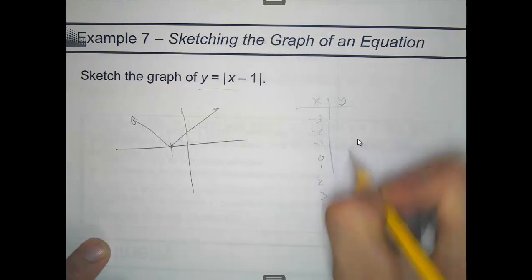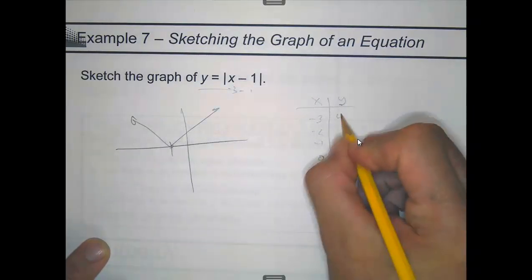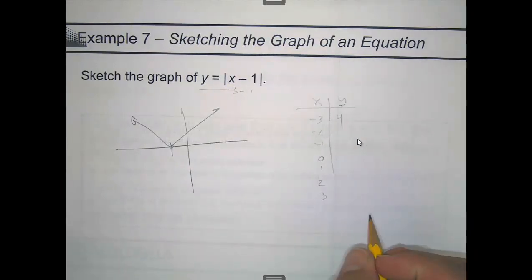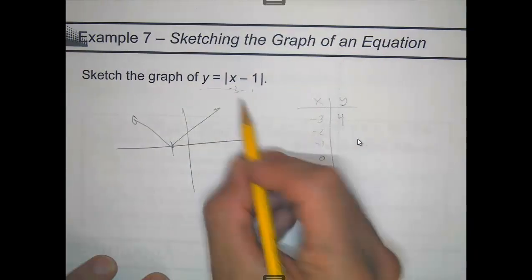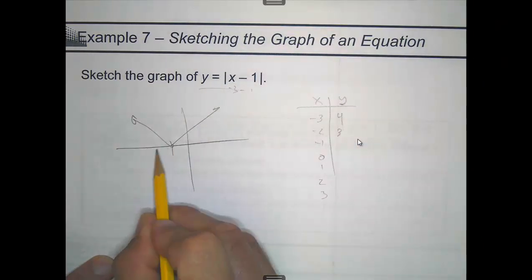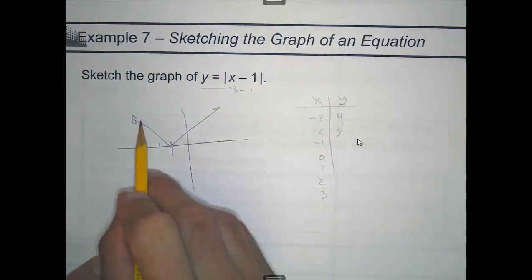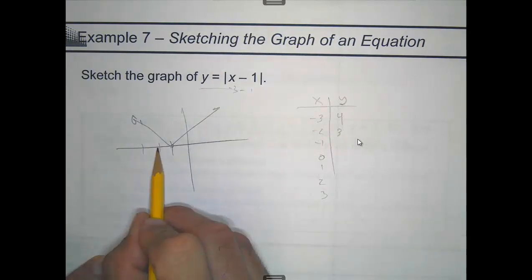So if you plug in -3, -3 minus 1 is -4. It goes positive with the absolute value. If you plug in -2, you get -3, which goes positive. So now I've got these points: -3, 4, -2, 3.